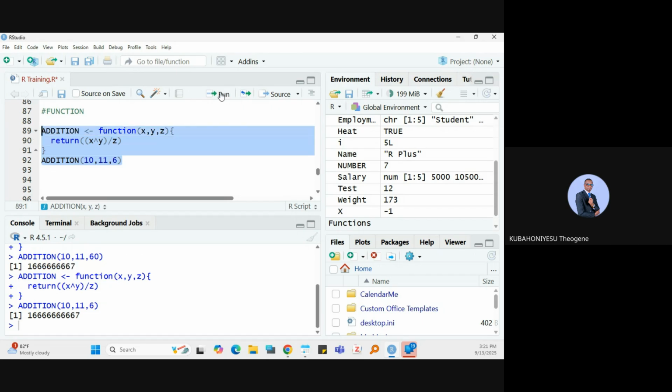You add your own formula. Yes, and also add, multiply and everything. You see? So it depends on what you want, okay?